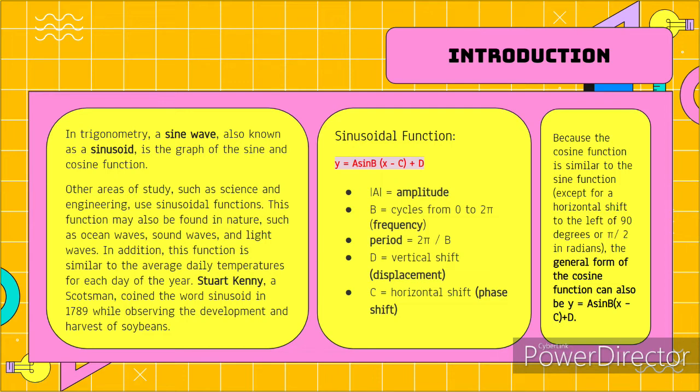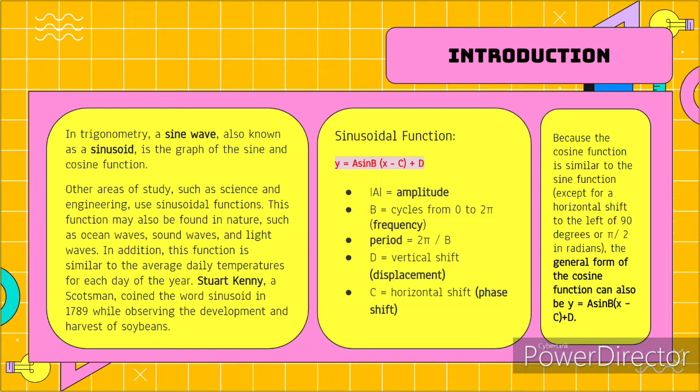The general equation of the sinusoidal function is y is equal to a sine b times the quantity of x minus c plus d, where a is the amplitude and must always be absolute, b is the cycles from 0 to 2 pi, also known as the frequency. B is also used to compute the period with the formula 2 pi over b. D is the vertical shift or the displacement, and lastly, C is the horizontal shift, also called the phase shift.